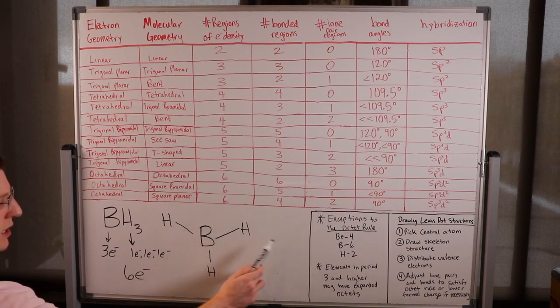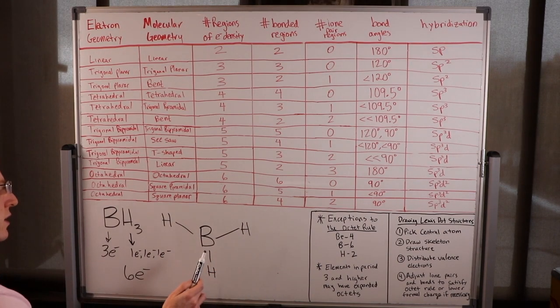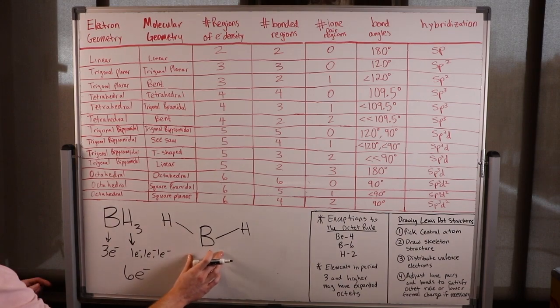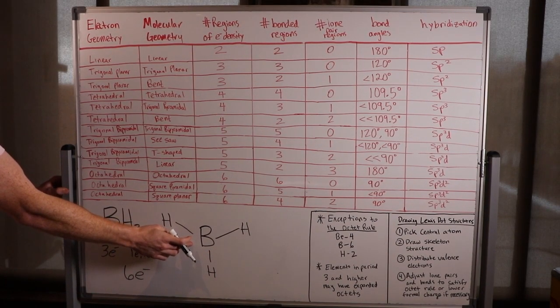Boron is a moron because he only wants 6 electrons in his valence shell, but that's what he has, right? 1, 2, 3, 4, 5, 6. So everything is happy. This is our completed Lewis dot structure. So let's go up and see if we can find this information in the chart.